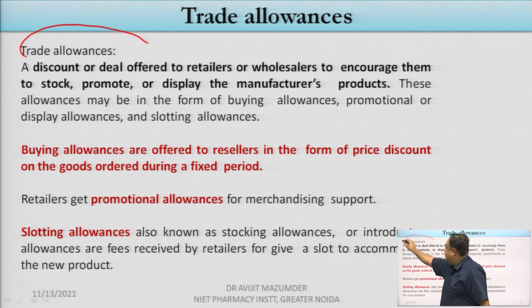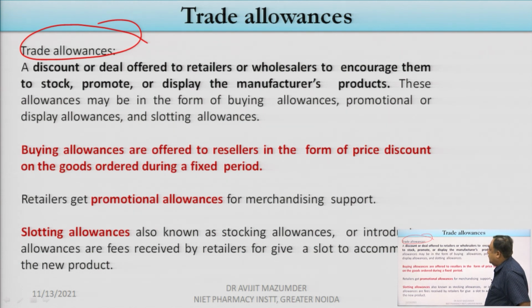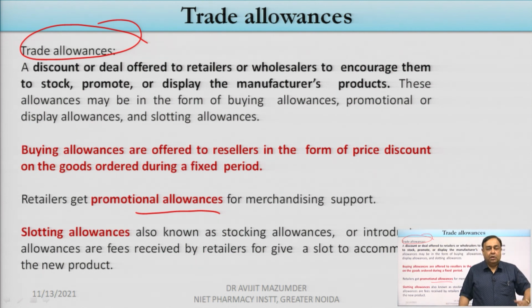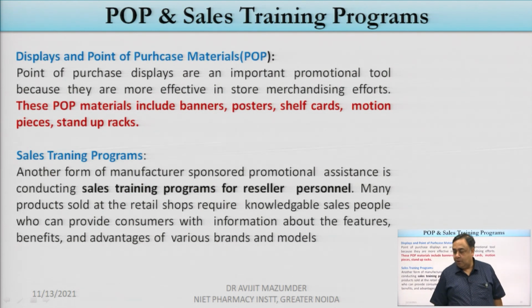Next is the trade discount, another terminology for the trade allowance. It is a discount or a deal offered to the retailers or the wholesalers to encourage them to stock, promote and display the manufacturer's items. These allowances may be in the form of buying allowance, promotional or display allowance, or slotting allowance. Buying allowances are offered to the resellers in the form of a price discount on goods ordered during a fixed period. Retailers get promotional allowance for merchandising support, and finally, slotting allowances, known as stocking allowances or introductory allowances, are the fees received by the retailers to give a slot, to give space to accommodate your newer product. This is the process we are calling trade allowance.